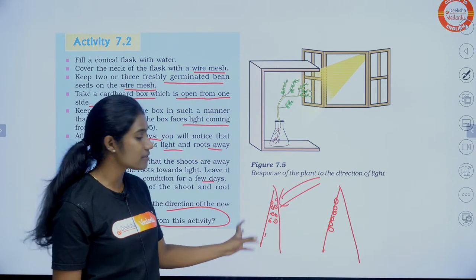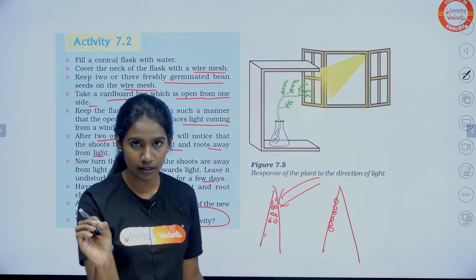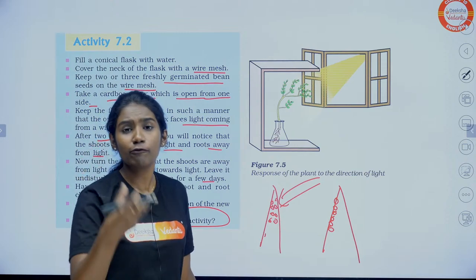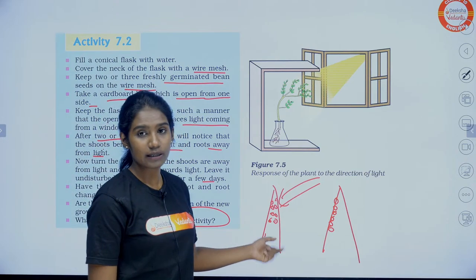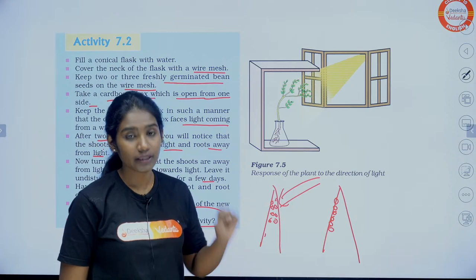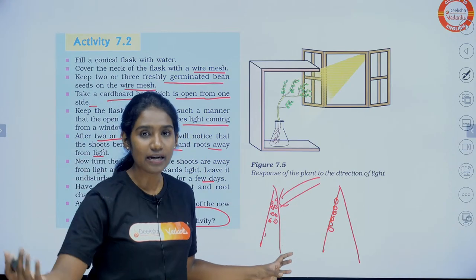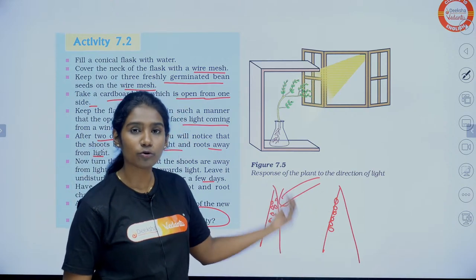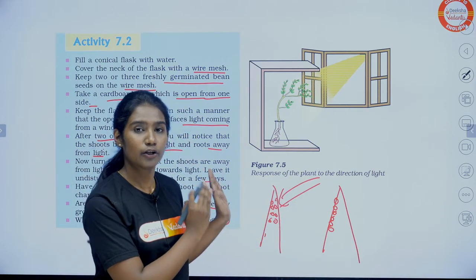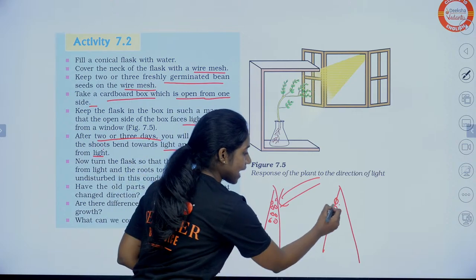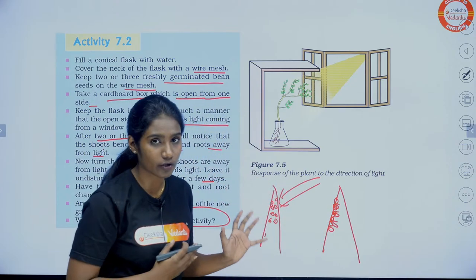So first, what happens? The shoot also has receptors which are sensitive to light. They are photoreceptors. Those photoreceptors will detect the sunlight. Then the auxin will sense that, and immediately auxin will move towards the shaded region of the shoot. And then auxin will get accumulated on one side of the shoot only.